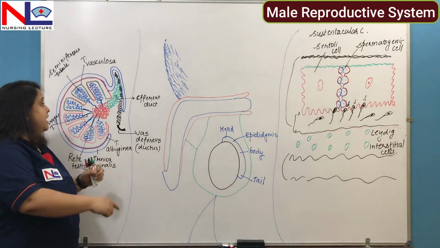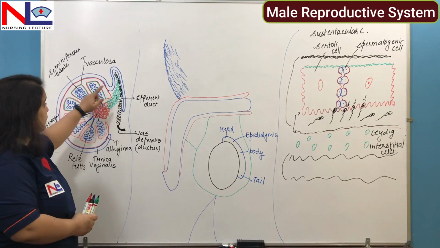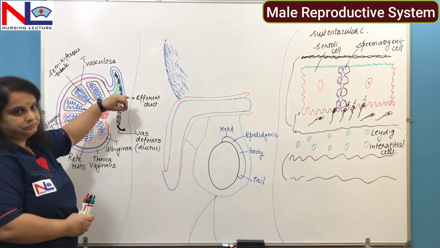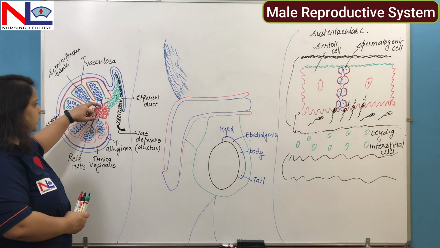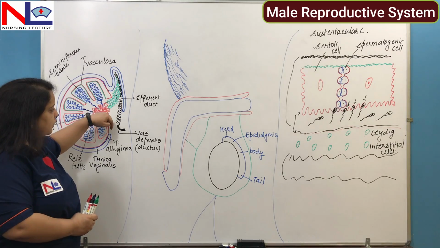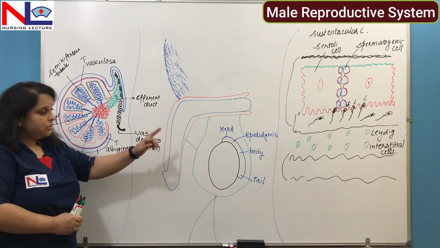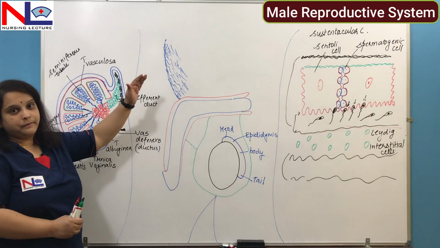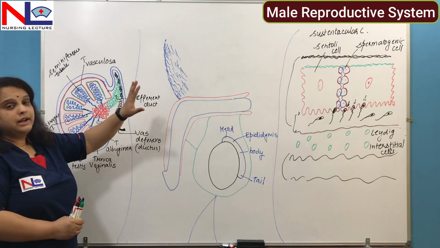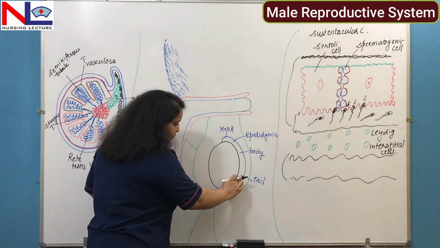Now the sperm which is formed in the seminiferous tubule moves along this whole duct system. From the seminiferous tubule it goes to the straight tubule, then the rete testis, efferent duct, then the duct of the epididymis, and then the vas deferens. Now, where does it go along this track? Before I show you, let me draw some important figures here. So here is the vas deferens.